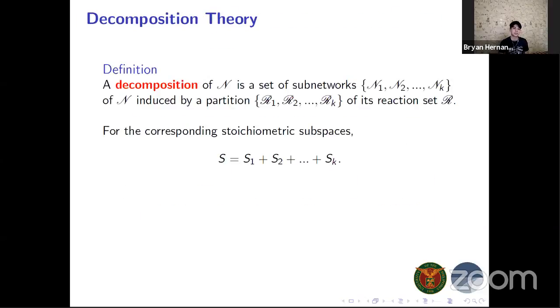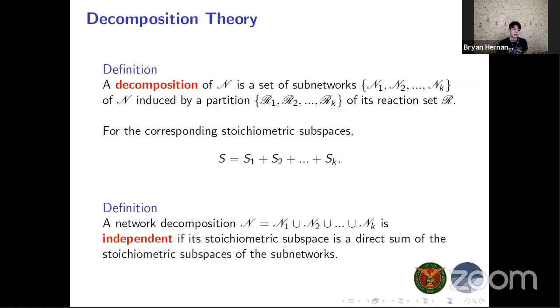We now go to the decomposition theory. For the decomposition, we have the following definition. A decomposition of a network N is a set of subnetworks N1, N2, up to Nk of that network induced by partitioning the set of reactions. For the corresponding stoichiometric subspace, the stoichiometric subspace can be written as the sum of the stoichiometric subspaces of the subnetworks. Another definition: a network decomposition N in the following form, the union of the subnetworks, is said to be independent if its stoichiometric subspace is a direct sum of the stoichiometric subspaces of the subnetworks.